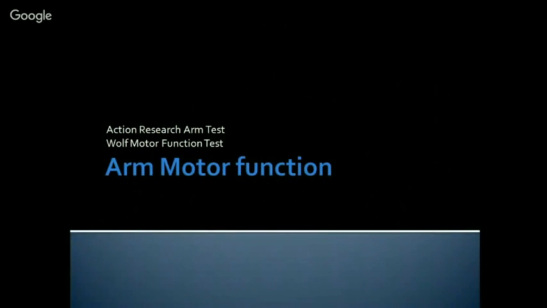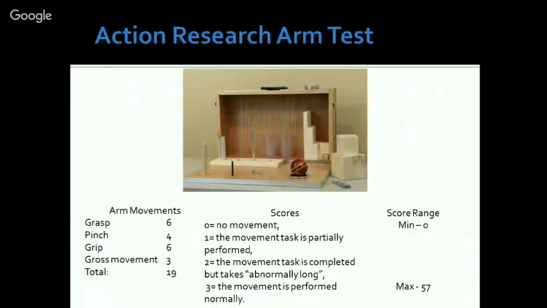The second outcome is arm motor function, and I'm going to use a sample test, the Action Research Arm Test, in order to help us understand the amount of improvement that comes with this. The Action Research Arm Test basically tests the ability of a person to grip and grasp different sizes and different shapes of objects. He's asked to lift and place it.